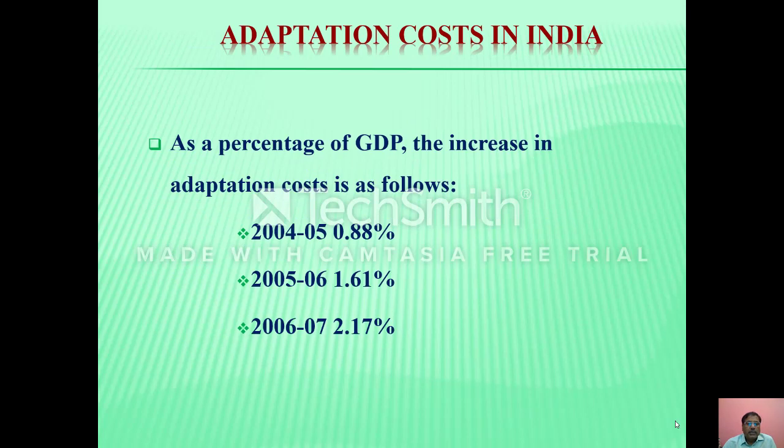As percentage of GDP, the increase in adaptation costs is as follows. 2004-5, it was 0.88%. 2005 to 2006, it was considered to be more expensive, and the estimate raised it to 1.61%. Similarly, in an estimate for 2006 to 07, it raised to 2.17% of GDP.